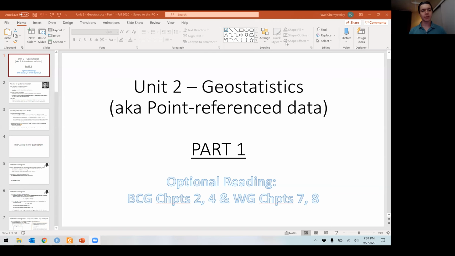We are about to start our second unit, which I'm calling Geostatistics, and it all has to do with how to deal with point reference data. If you recall, that's when the locations themselves are fixed and the data varies across those locations. So this is just part one of what will be two parts to this unit, and we will have our second activity in between part one and part two.